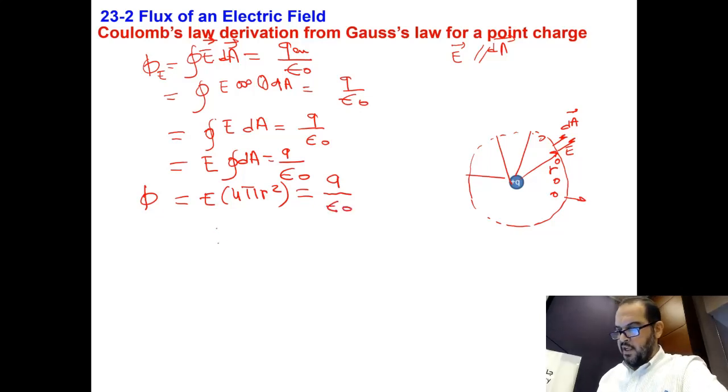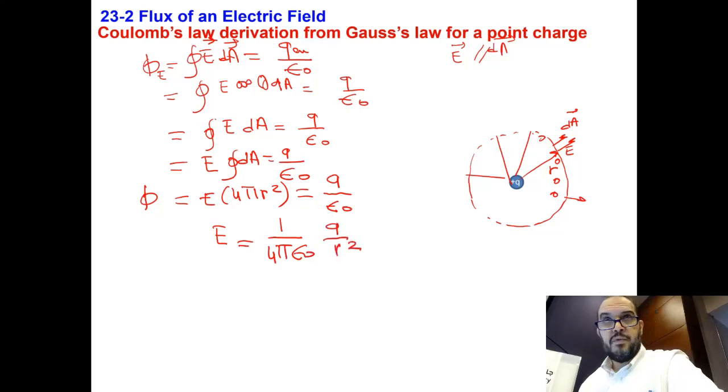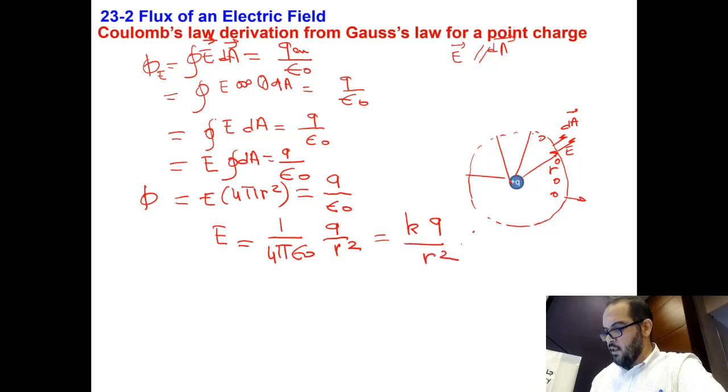So what's the electric field? The electric field is 1 over 4 pi epsilon 0 times Q divided by r squared. What is this? It's Coulomb's law. It's equal to k Q divided by r squared. This is Coulomb's law.